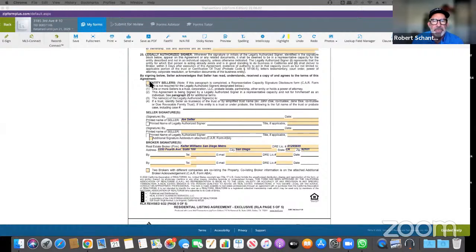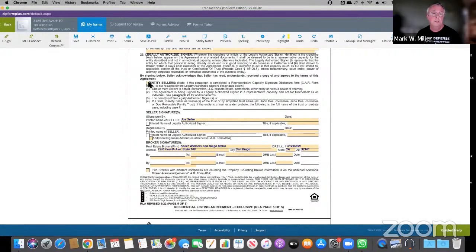This was the updated portion. An update was made in the June release that makes it more in keeping with the format of the purchase agreement, where if you have an entity seller, you can have them complete this section and they don't have to then use the RCSD form. But the trick here is to complete this section correctly. So check the box that says entity sellers. And then for the name of the legally authorized signer, see how those fields highlight now? That is your clue that they need to be filled in. So fill in the name of the legally authorized signer.